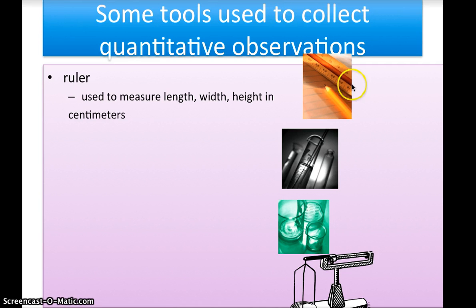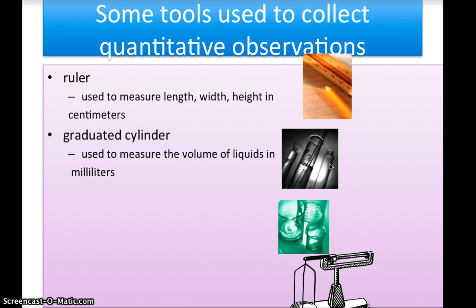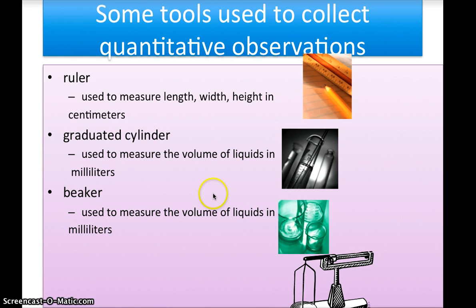Next up, these glass vessels right here, those are graduated cylinders. And they're used to measure the volume of liquids in milliliters. In certain instances, these right here look very similar, and they too are used to measure the volume of liquids in milliliters. These are beakers, and as you can see, they are used in the same manner as a graduated cylinder, but under different circumstances.